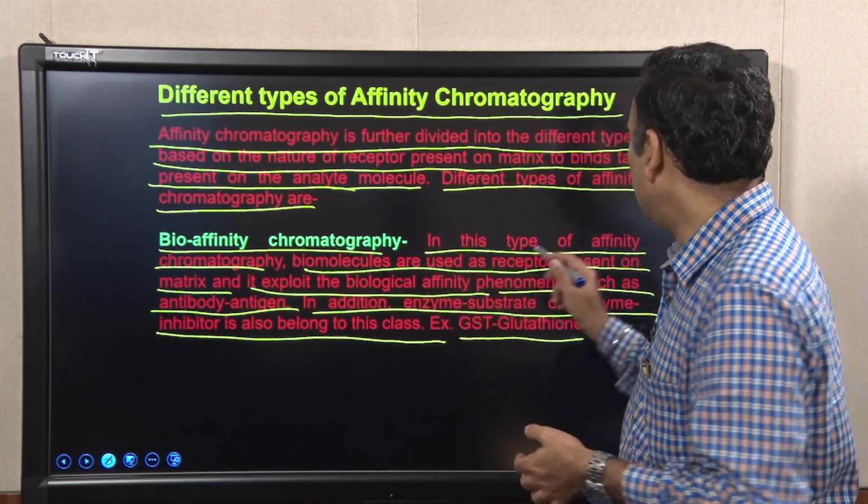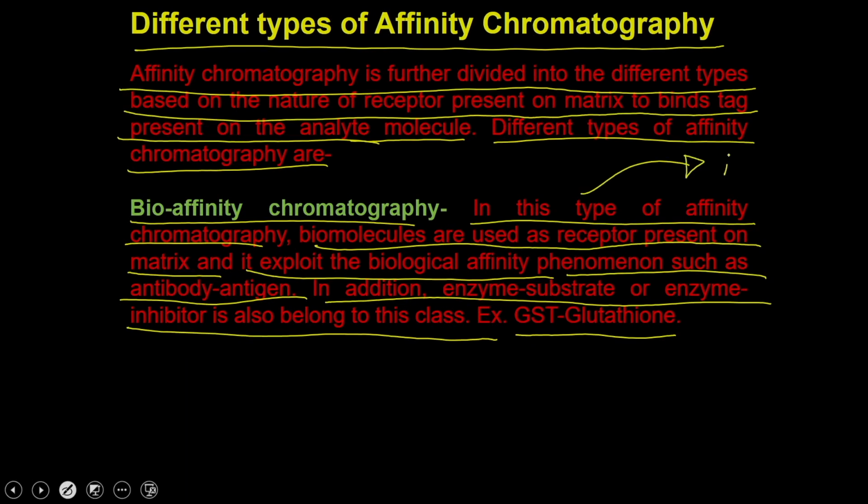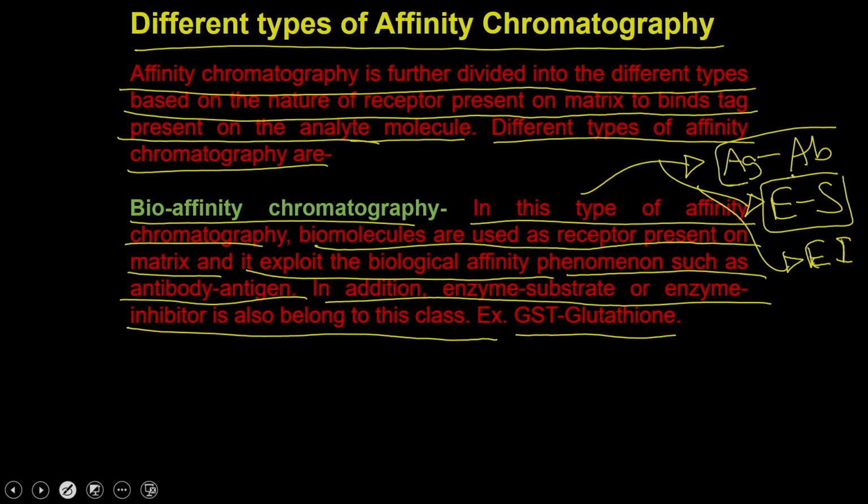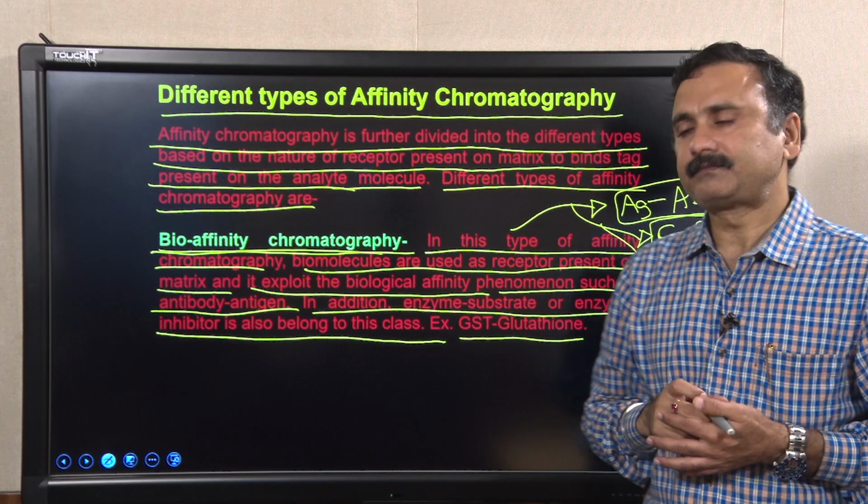So, in this case you have multiple classes, for example, you can use antigen antibody complexes, you can use enzyme and substrate complexes, or you can use enzyme as well as inhibitor as complexes. And any of these combinations, since they occur naturally in the system, all fall under the category of bioaffinity chromatography.